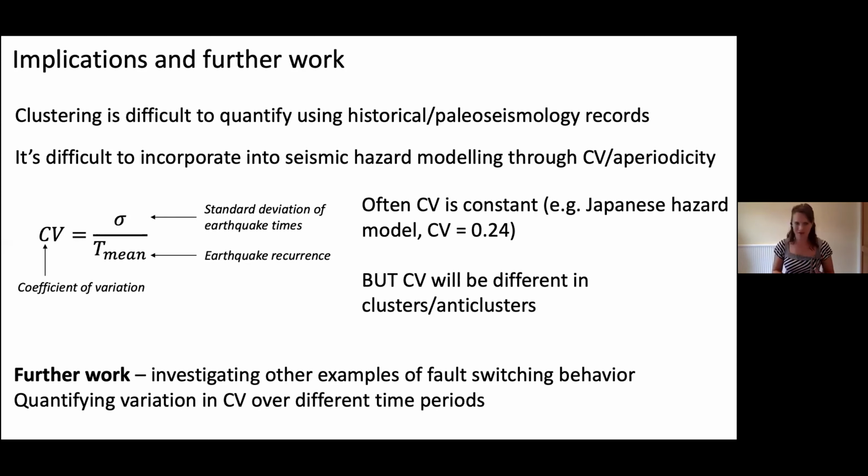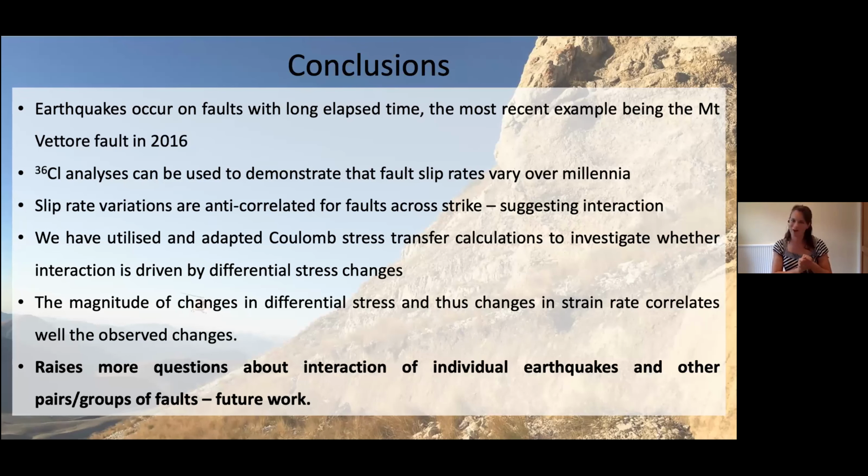There's a lot of further work to do with this that I won't present because we've not done it. We've got lots of ideas looking at different faults and actually looking at how CV varies. I will leave my conclusion slide up for you to read. I'm aware I've gone a little bit over time, but thank you very much. And yes, please ask any questions, would be great.